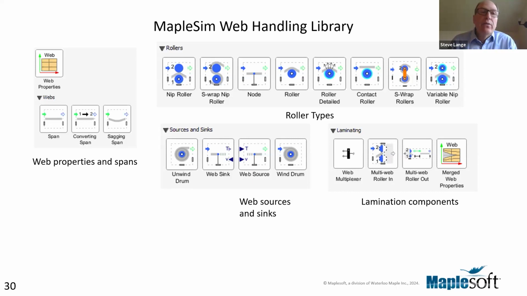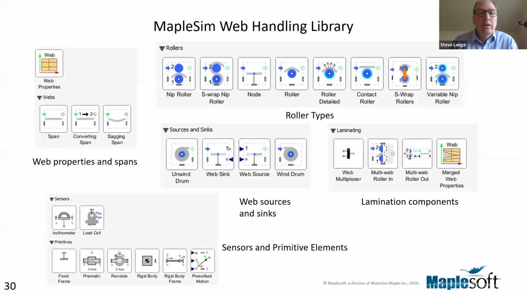They've added components for simulating lamination of webs, so multiple webs coming together and changing the web properties post-lamination. And then there are several ancillary components, things like load cells that are used to measure tension, revolute and prismatic joints to simulate various dancer types. And we'll see examples of those coming up.